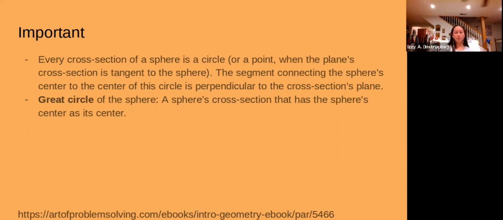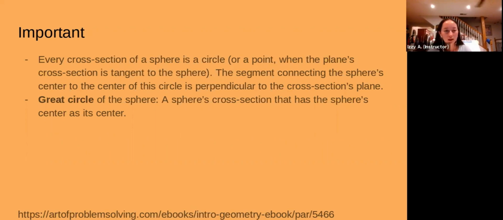So let's imagine that we had a tennis ball and a piece of paper that touched the tennis ball at exactly one point. So the piece of paper was tangent to the tennis ball. The imaginary segment connecting the point of tangency to the sphere's center is going to be perpendicular to the paper.